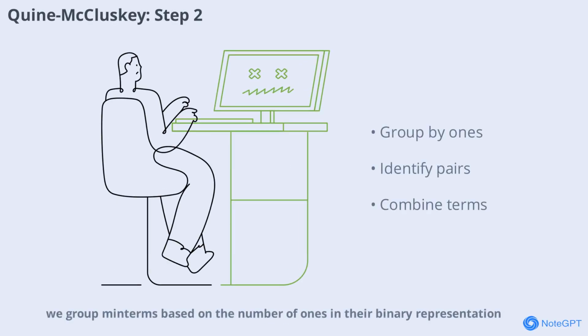Next, we group minterms based on the number of ones in their binary representation. This grouping makes it easier to identify pairs of minterms that can be combined. By systematically comparing and combining these pairs, we reduce the number of terms and move closer to the simplest expression.